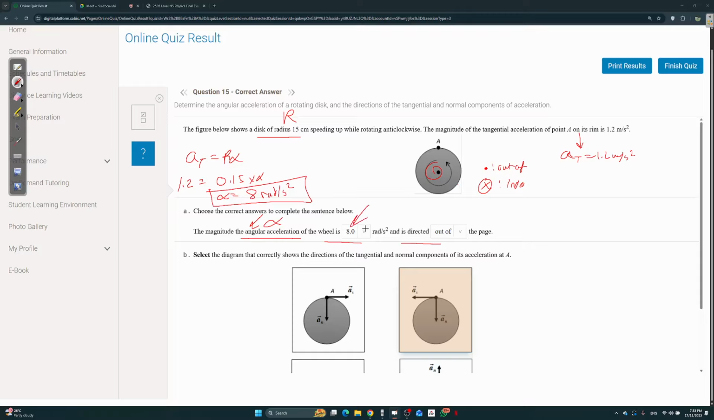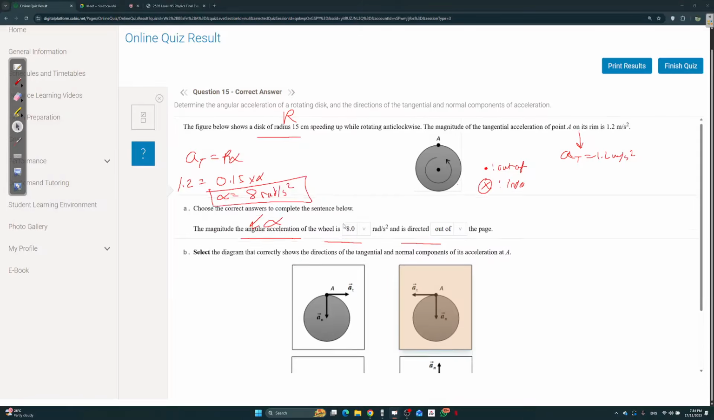Okay, when your acceleration is positive, that means you're going along with what's written here. This is out of, so that means your answer will be out of. If your answer was negative, then it would be opposite to this and it would be into. If instead this was an X, then it would be positive, and X means into. So that's the whole idea.